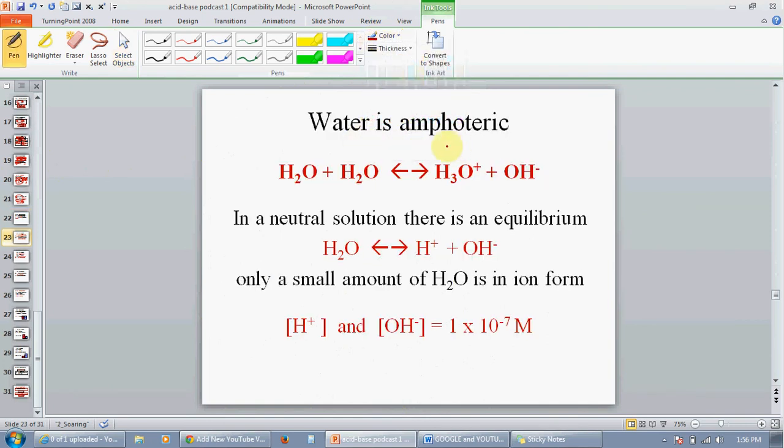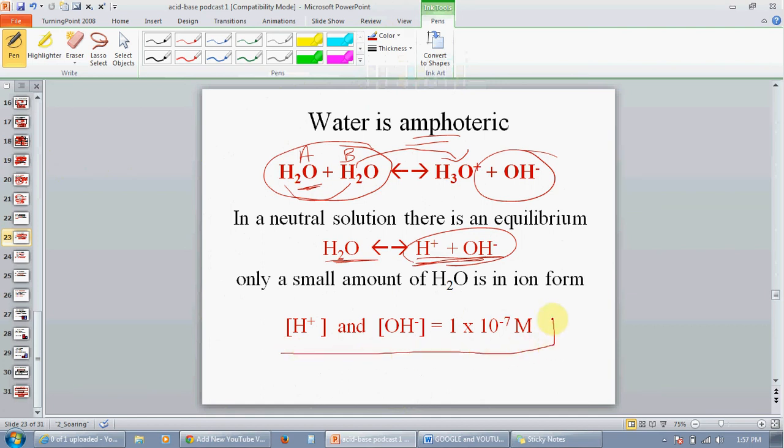We know that water is amphoteric, meaning it can act like an acid or base. So with two water molecules, one will be the acid, one will be the base. A proton will be transferred, forming the hydronium ion and leaving the hydroxide ion. In a neutral solution, there's an equilibrium between the water and the hydrogen and hydroxide ions, and they are also equivalent to each other. In neutral water, the hydrogen ion and hydroxide ion are 1 × 10^-7 moles per liter.